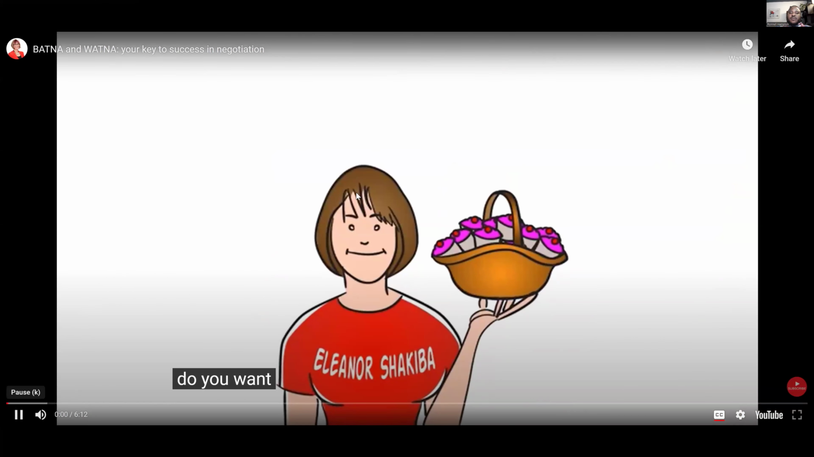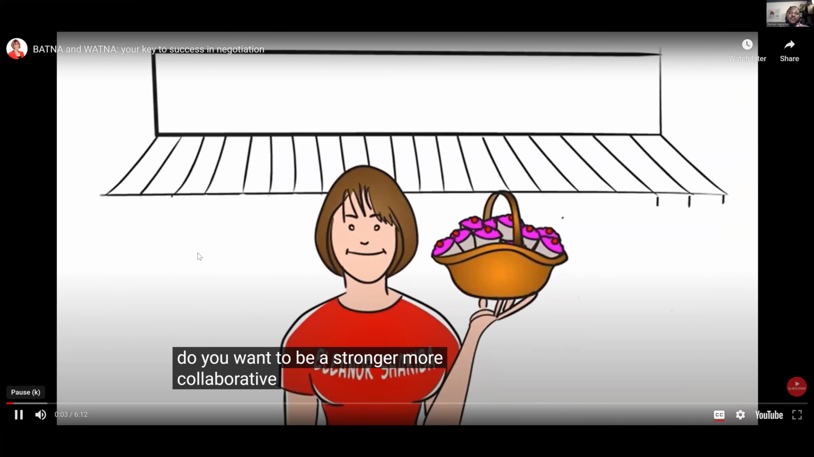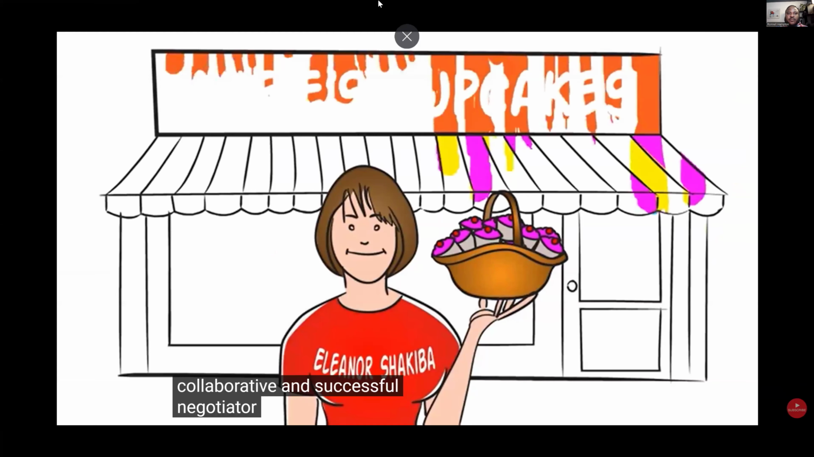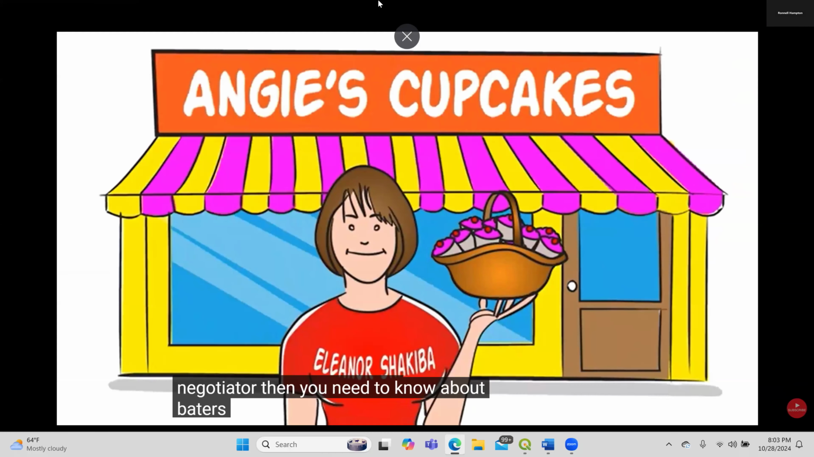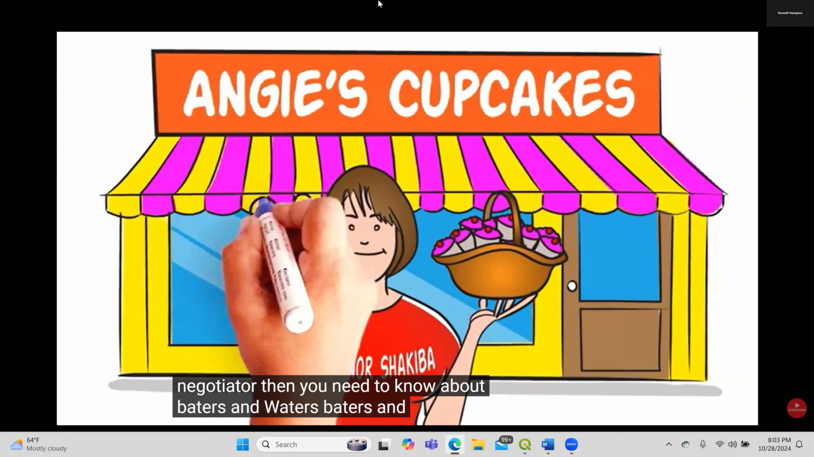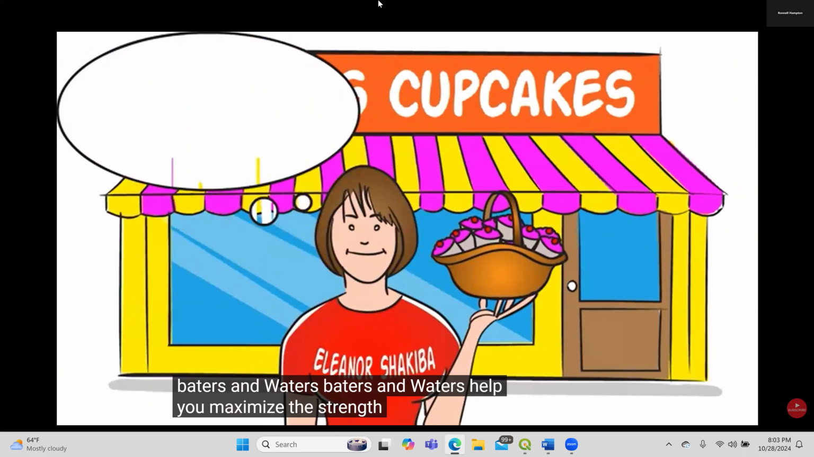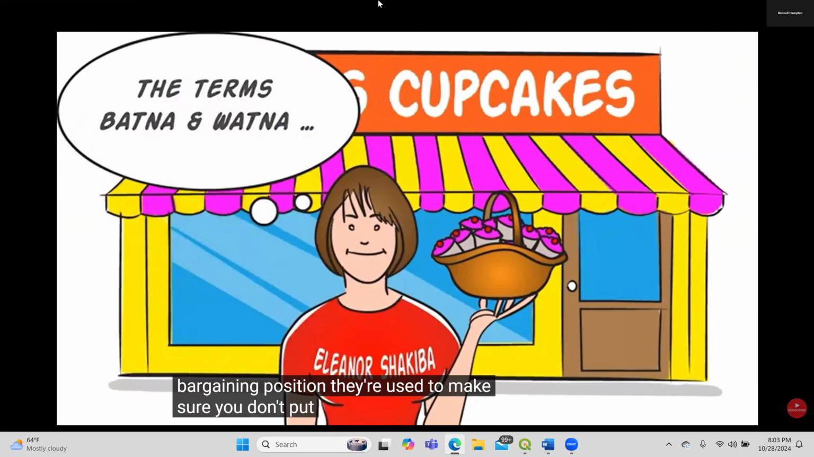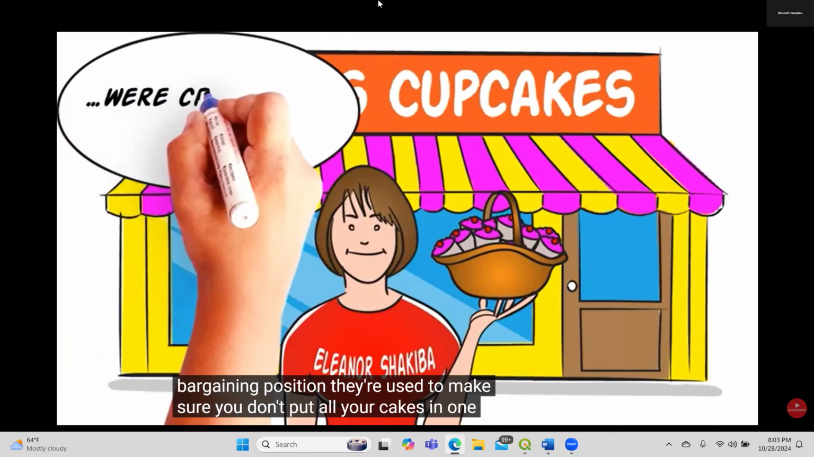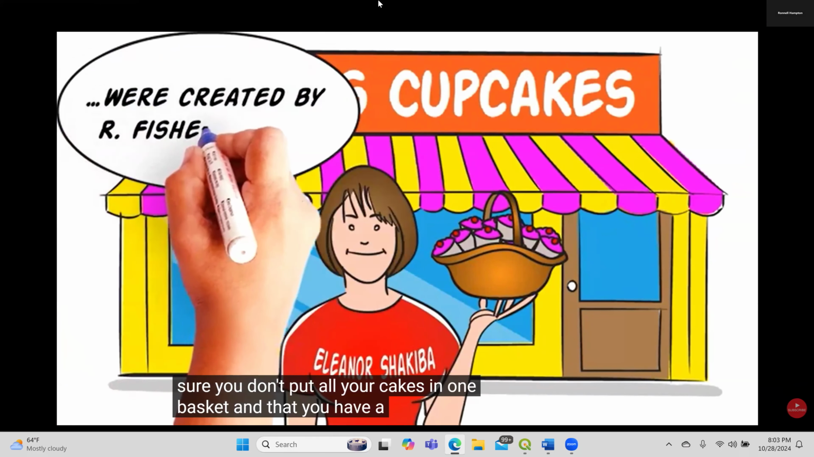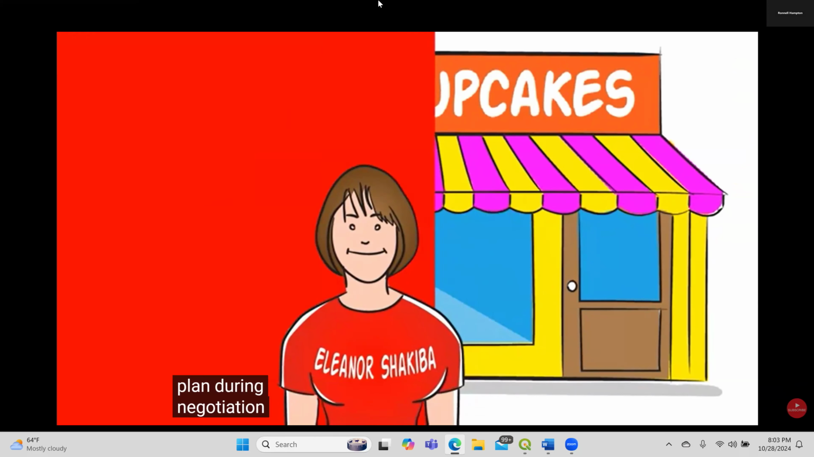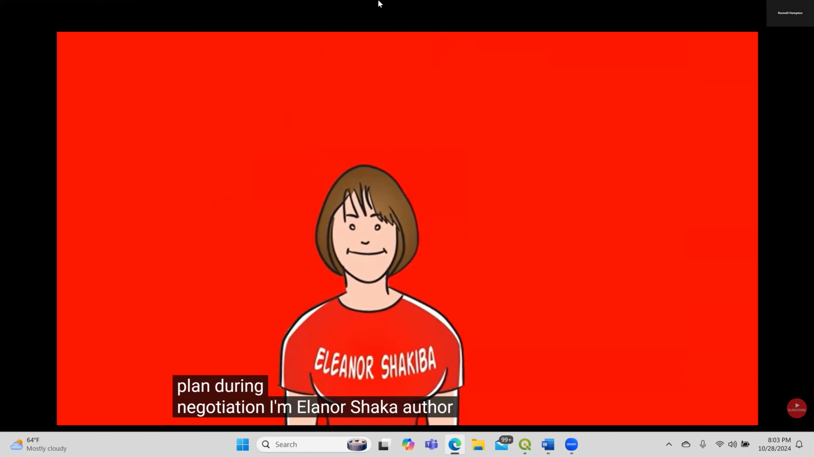Do you want to be a stronger, more collaborative and successful negotiator? Then you need to know about BATNAs and WATNAs. BATNAs and WATNAs help you maximise the strength of your bargaining position. They're used to make sure you don't put all your cakes in one basket and that you have a strong backup plan during negotiation. I'm Eleanor Shakiba, author of Difficult People Made Easy.